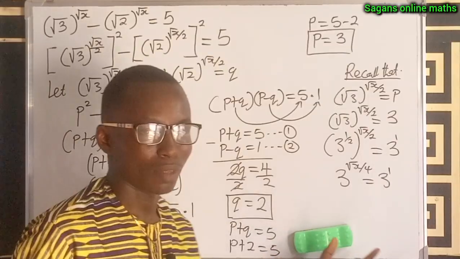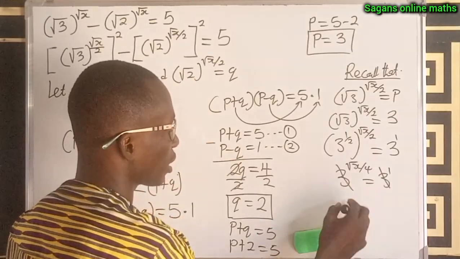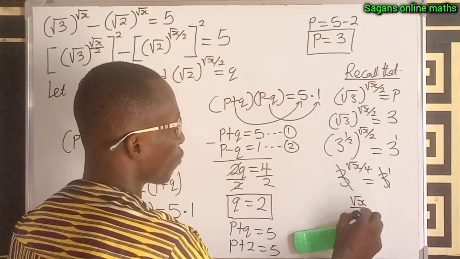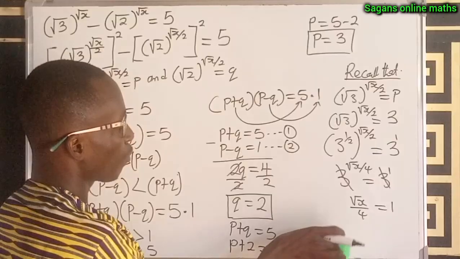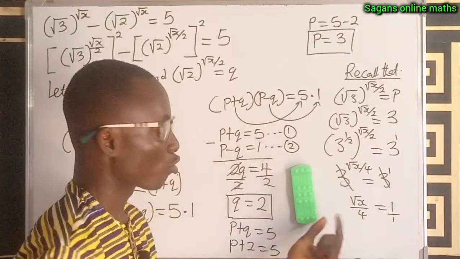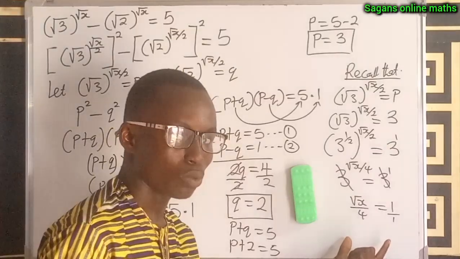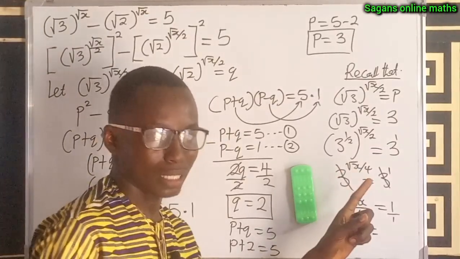Now the bases are the same, so we can do away with them and equate the powers. So √x divided by 4 is equal to 1. Wow, this is amazing. Now for us to have the value of x, remember the denominator of this one here is 1. If you cross multiply, 1 times √x is still √x, so that √x equals 4 times 1, which is still 4.